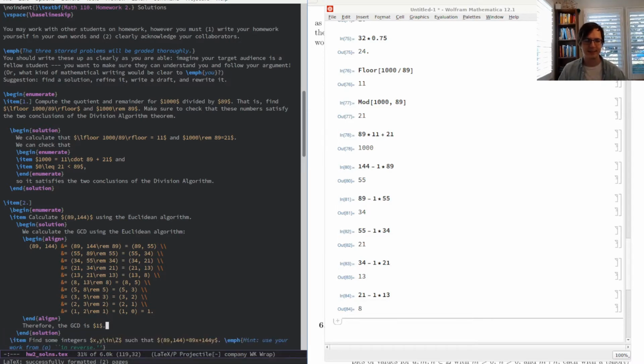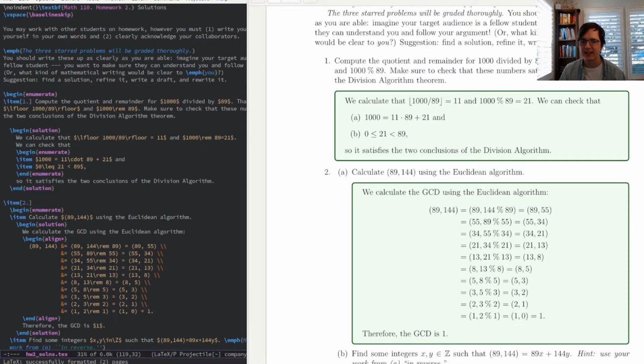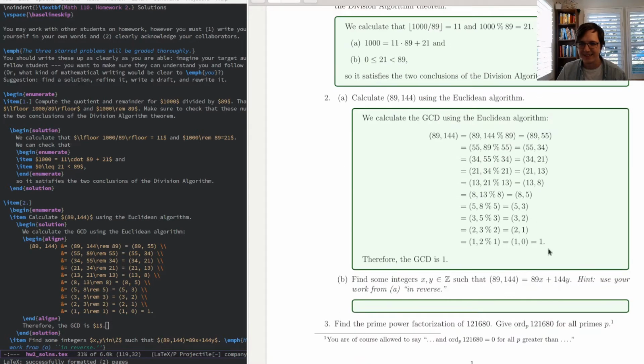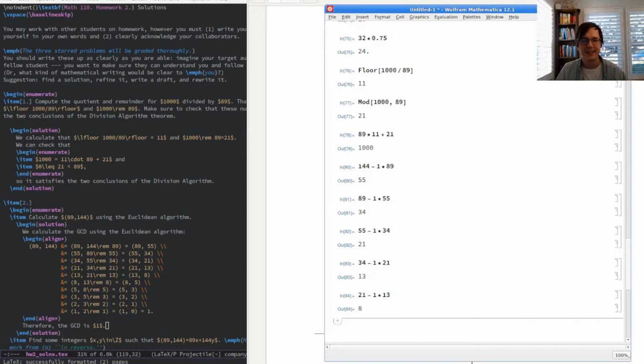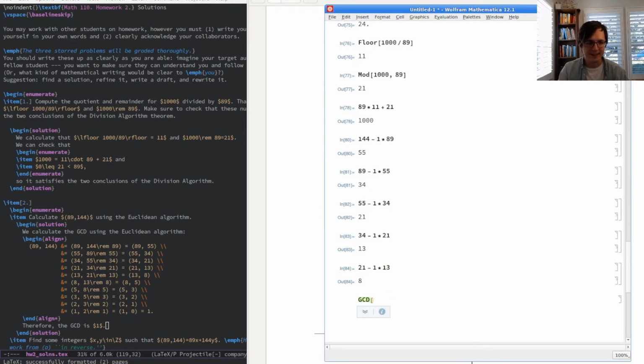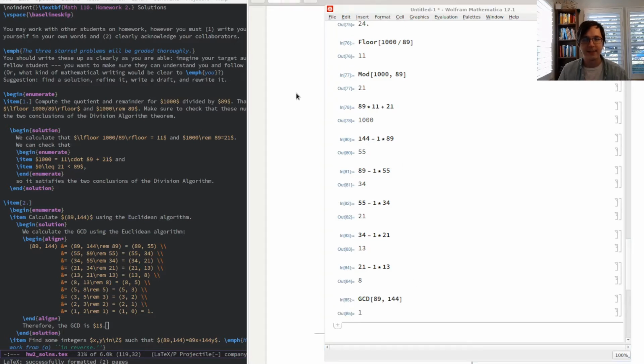So let's see how this looks so far, because that was a lot without checking. We calculate the GCD using the Euclidean algorithm, and then we just have this long calculation with way too many steps. But we get 1, which is what we'd expect, I suppose. Anyway, so we got 1. Well, let's just check, because why not? We have a computer. So the GCD of 89 and 144, 1, great.